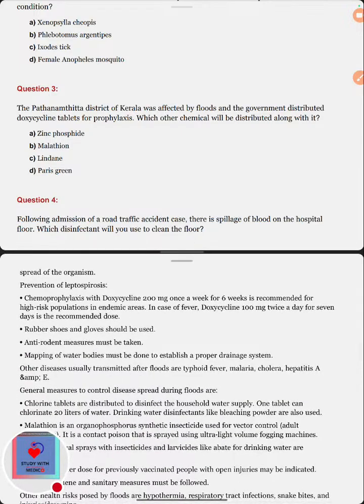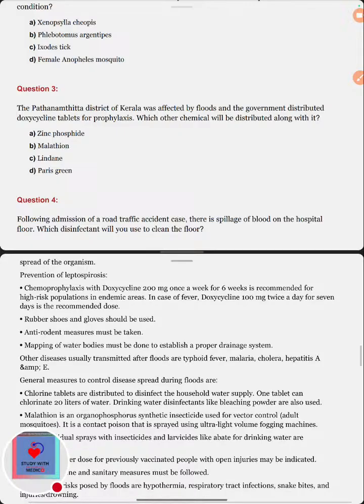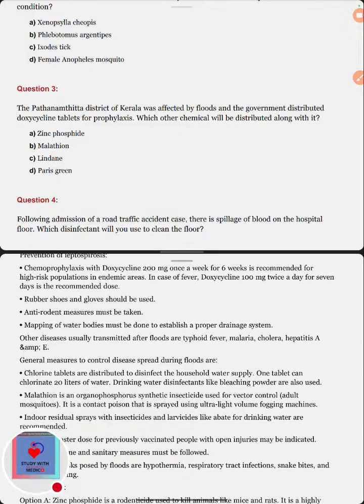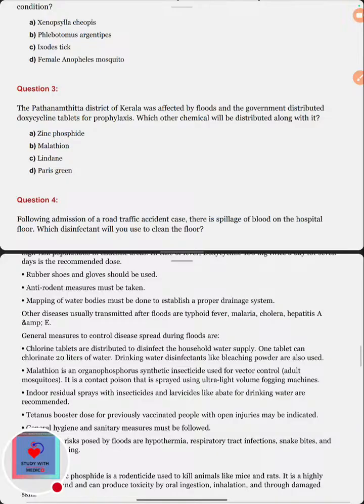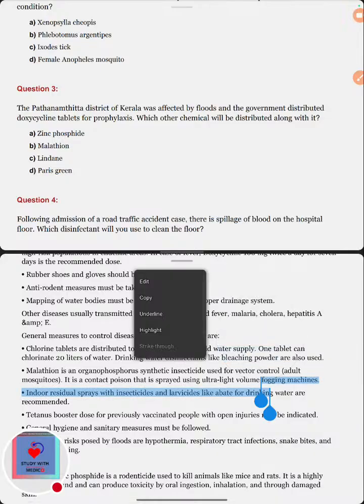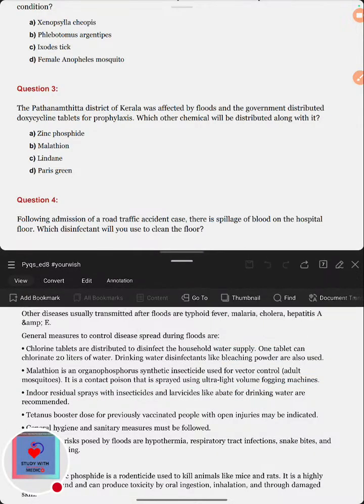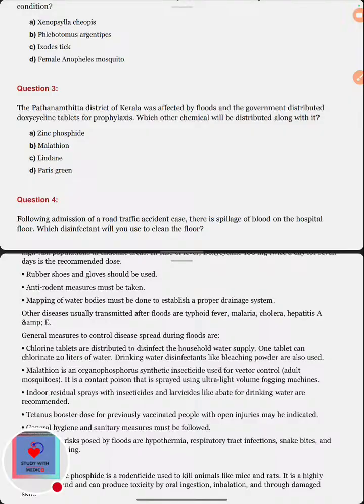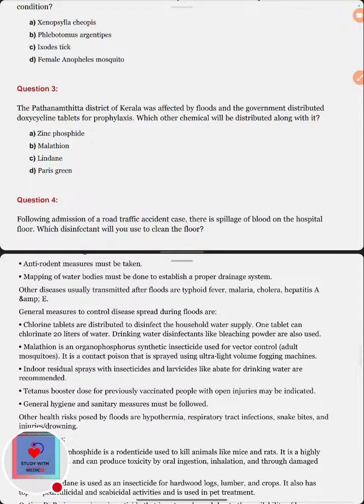Prevention of leptospirosis: chemoprophylaxis with doxycycline 200 mg once a week for 6 weeks is recommended for the high-risk population in endemic areas. In case of fever, doxycycline 100 mg twice a day for 7 days is the recommended dose. Rubber shoes and gloves should be used. Anti-rodent measures must be taken. Mapping of water bodies must be done to establish a proper drainage system.